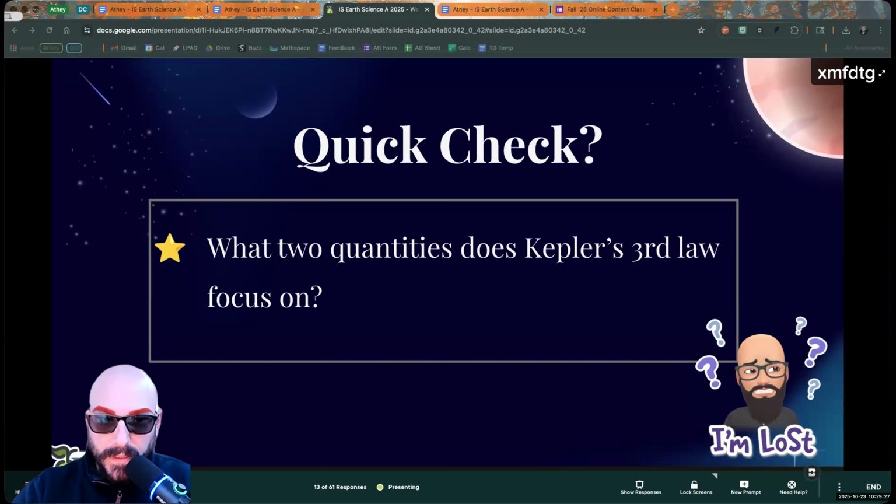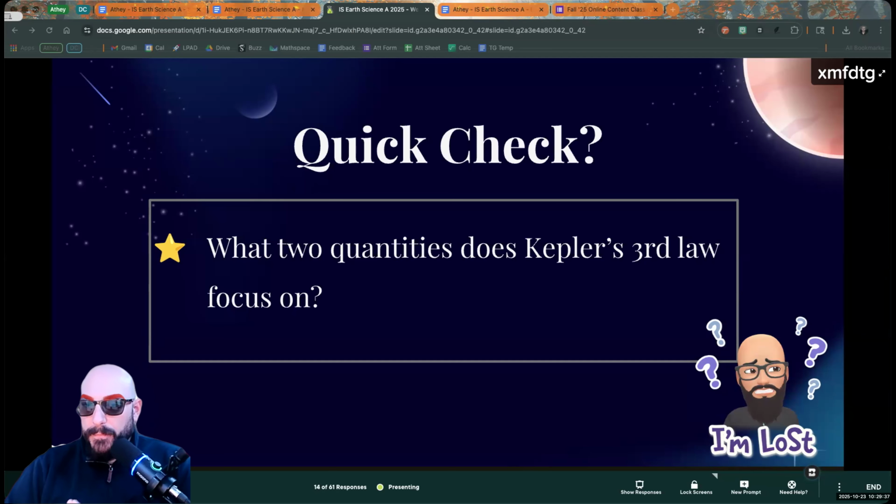Okay. Let's see. The planets close to the sun orbit the fastest. Yes, so, Tiger, you are correct. But when we look at his math equation, what does he have on either side is what we want to look at. Yes, the distance from the sun and the time it takes to go around the sun. Good, seahorse. Good. Yes, time and distance, zebra. Good.